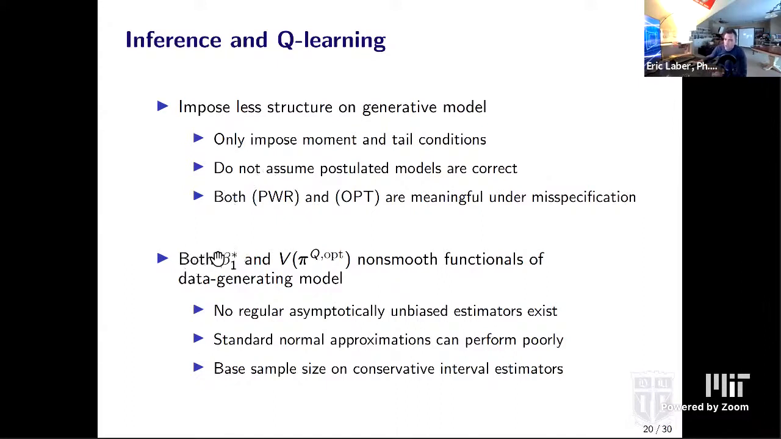So the big challenge here is that both beta 1 star and the value of the optimal rule, as defined as Q, pi Q opt, are non-smooth functionals of the data generating model. The consequence is that there are no regular asymptotically unbiased estimators of these things. No matter how clever you are constructing an estimator, you're always going to have a bias term on the order of 1 over root n. Standard normal approximations can perform extremely poorly, and the bootstrap or other kinds of approximations, if they're not adjusted, can perform quite poorly. And so our idea is that we're going to base the sample size procedure on conservative inference procedures.